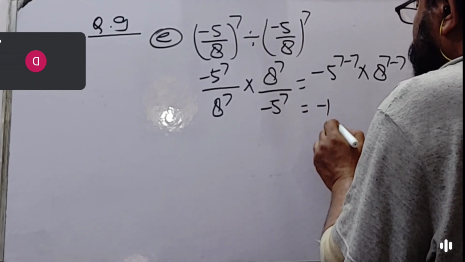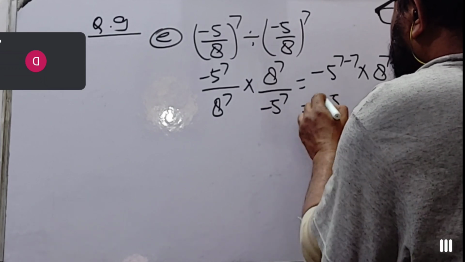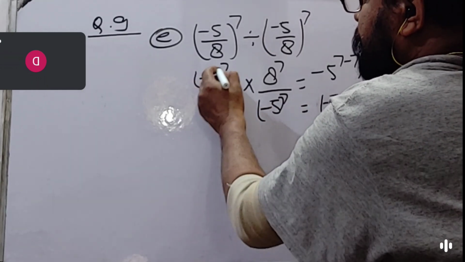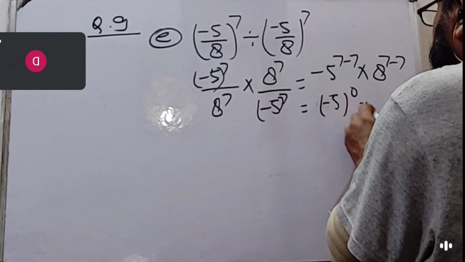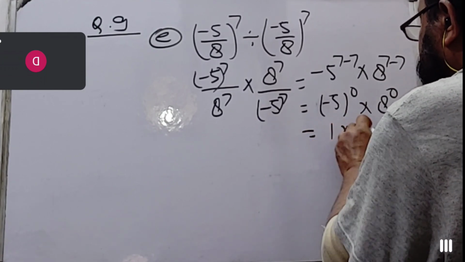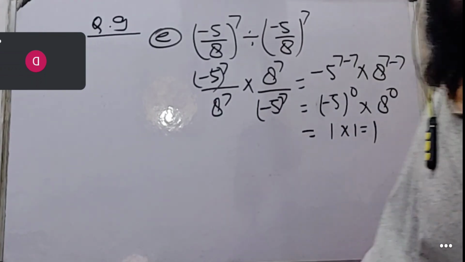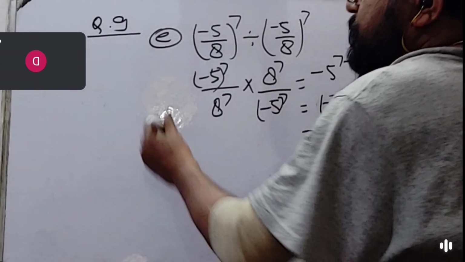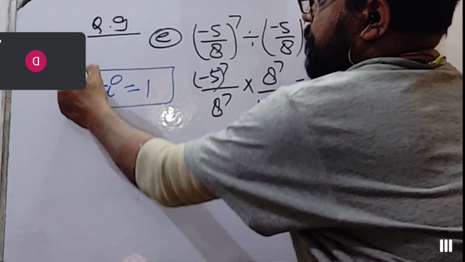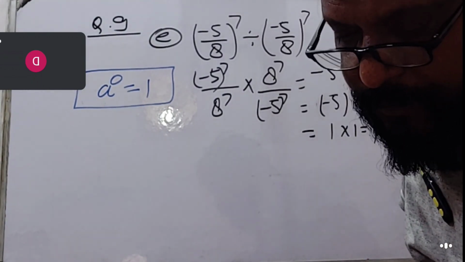It becomes (-5) raised to the power 0, right? Here we will put in brackets, and into 8 raised to the power 0. It becomes 1 into 1 is equal to 1, right? As a raised to the power 0 is equal to 1. This is right.